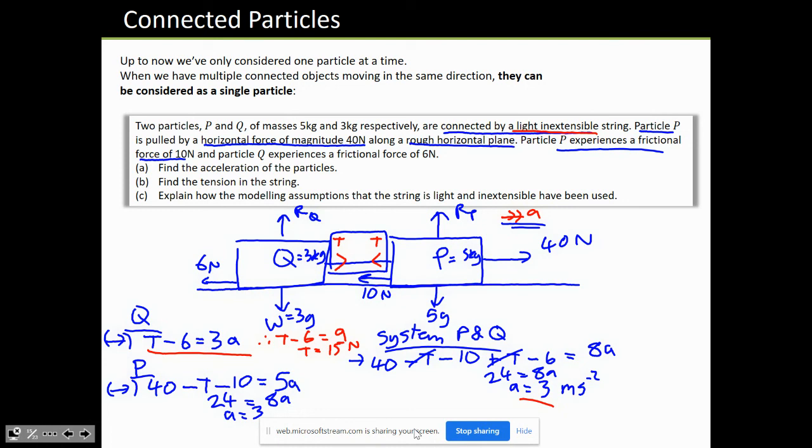And inextensible, well, that's where our tension being equal in magnitude but in opposite directions within the string makes sure that the string itself doesn't extend. If the tension was greater on one end, then it wouldn't work. The string would end up extending. And that's it. It's a really useful technique to know how to model a system as a whole, and we'll be looking at that in more detail in future examples.